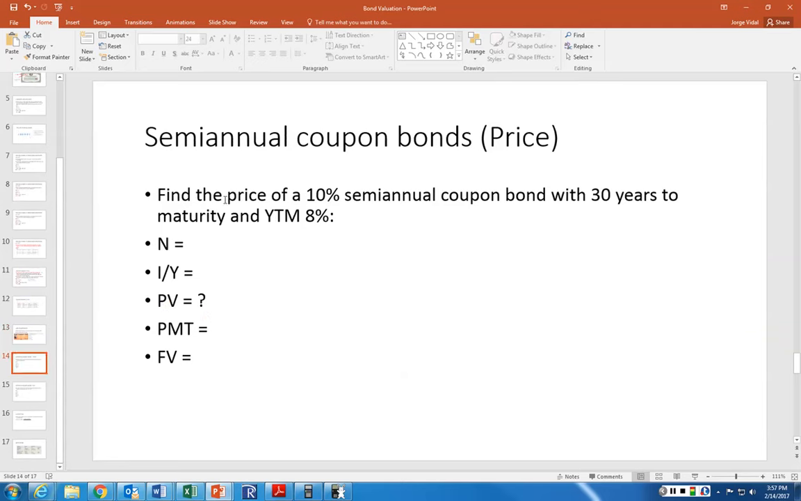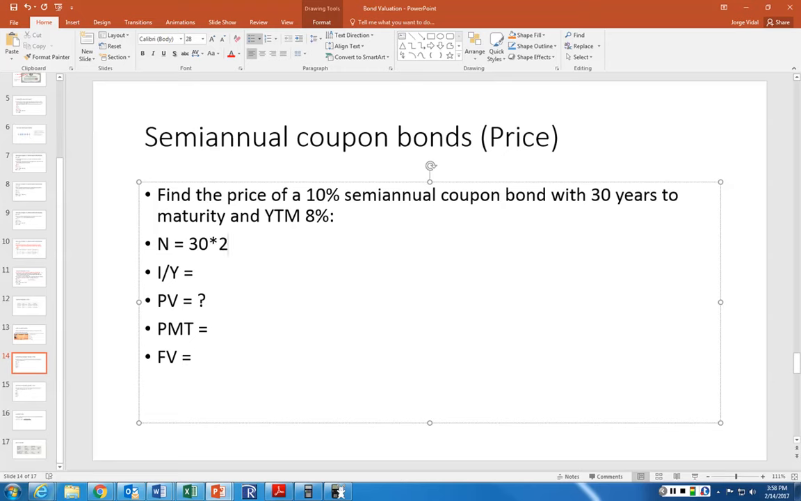Semi-annual coupon bonds. This is: find the price of a 10% semi-annual coupon bond, 30 years, YTM 8%. So N equals the following: 30 years times 2 payments per year equals 60 payments left. 8% is annual. To make it semi-annual, divide by 2 equals 4. Payment, it is a 10% coupon bond times 1,000 equals 100. That's the annual coupon payment. In semi-annual payments, you will receive a payment every 6 months of 50. Future value doesn't change in a semi-annual bond, still 1,000.